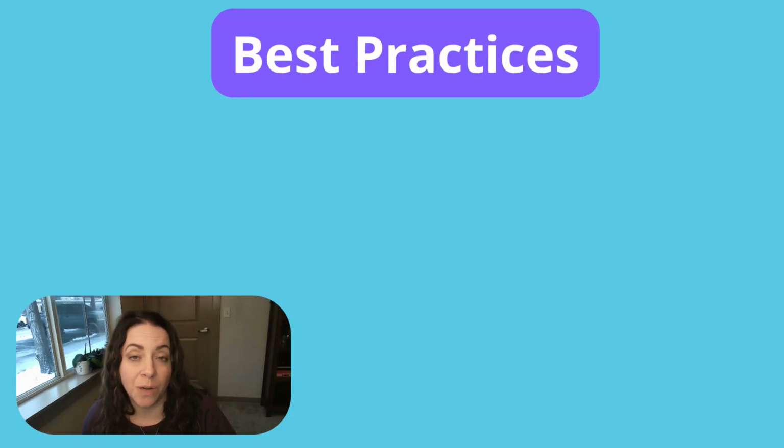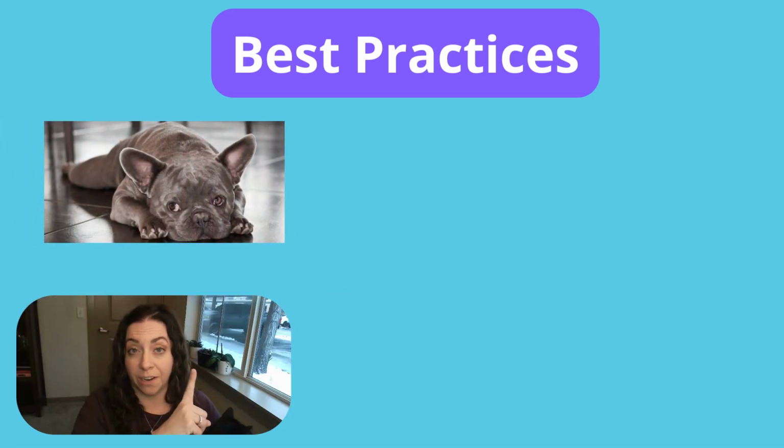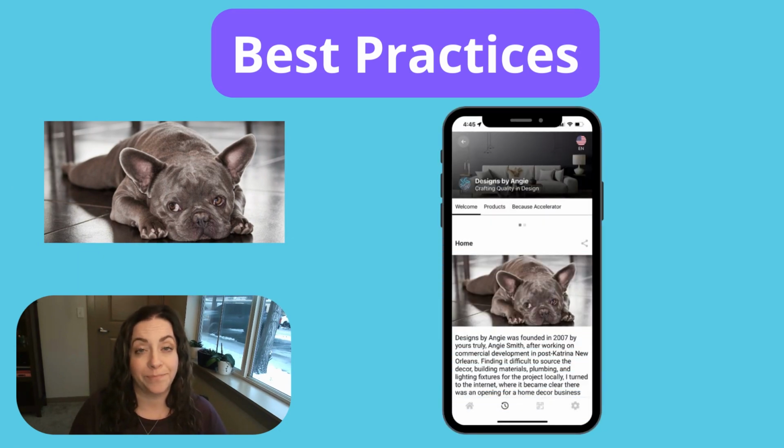So before I let you go, I want to talk about a few other quick best practices with images. So keep in mind, whatever size you put the image in your app as, that's how it's going to look on the device. So for example, if you put an image with a 2:1 ratio, like this one here, this is 600 by 300 pixels, then you can expect it to look a little something like this in your app.